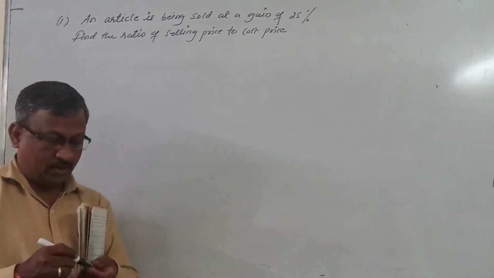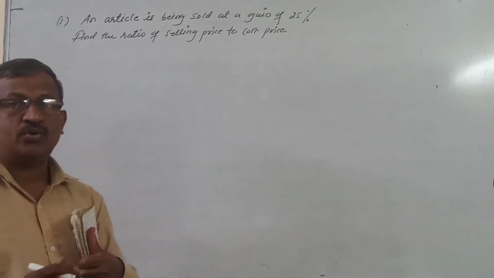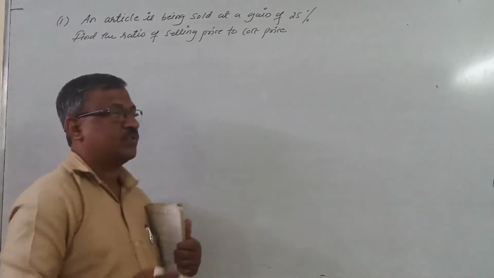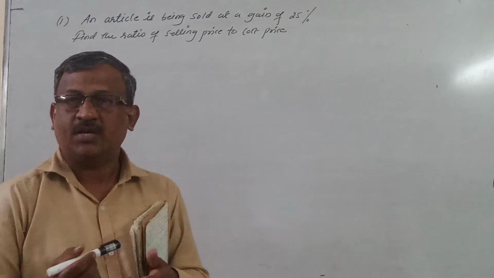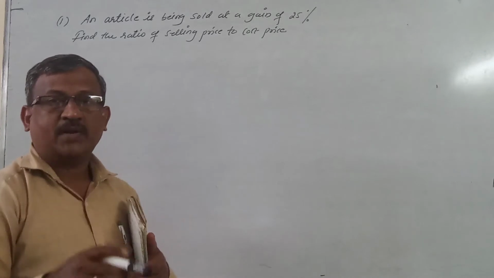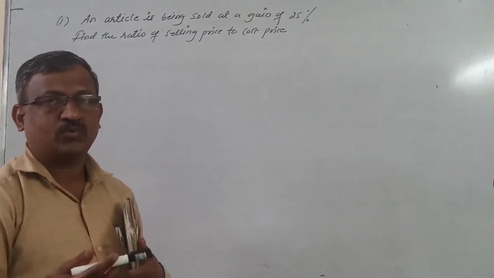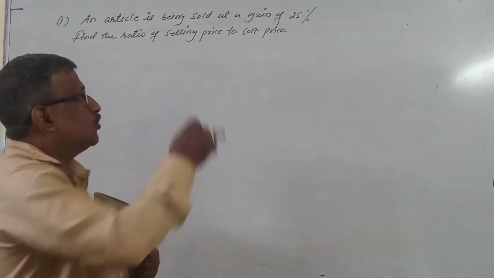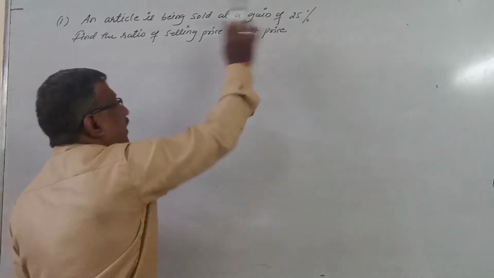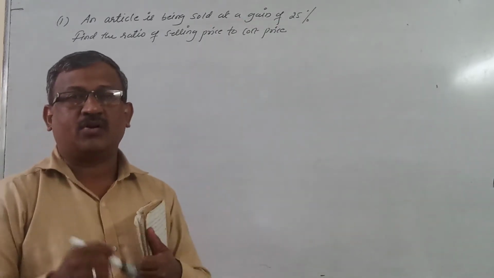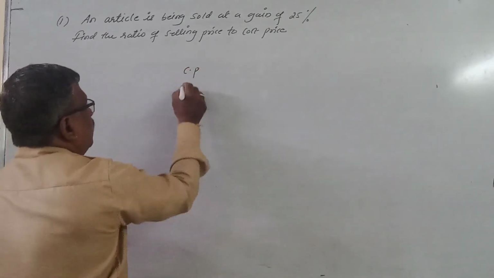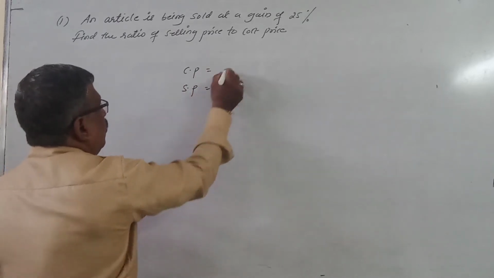So they have asked you to calculate the ratio of selling price to cost price. To calculate that, first of all you must know what your cost price is and what your selling price is. If you read the problem carefully, they have not given us the cost price or the selling price. If you don't know these two prices, we cannot calculate the ratio. In this problem they have given only the rate of profit. So as the prices are not given, what to do? Here neither cost price nor selling price is known.